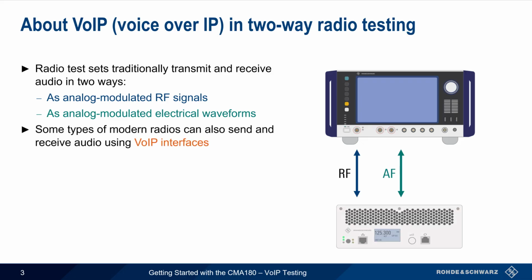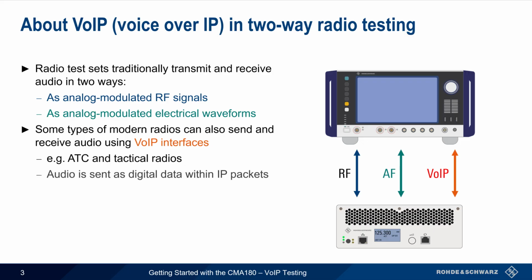Some types of modern radios are, however, able to send and receive audio over so-called VoIP, or Voice over IP, interfaces. In particular, this is becoming more common in air traffic control and military or tactical radios. In this case, the audio is digitized and encoded into IP packets for transmission.